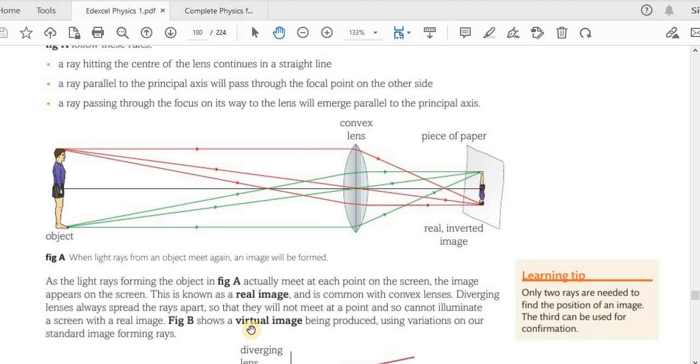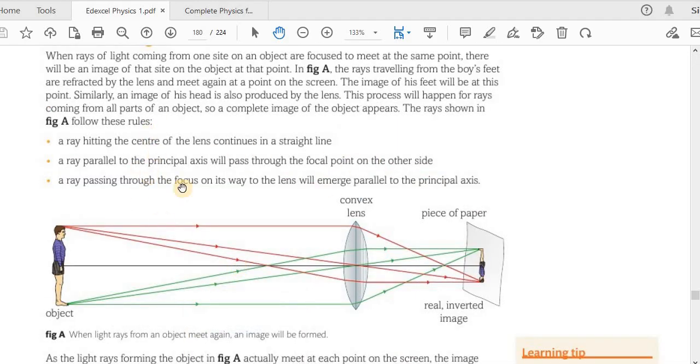Anyway, let's go back to this. So these are the three rays that they are talking about. The image of the feet will be at this point. Similarly, an image of his head is also produced by the lens. This process will happen for rays coming from all parts of an object. So a complete image of the object appears. The rays shown in figure A follow these rules.